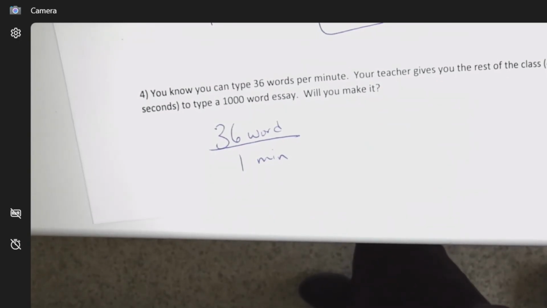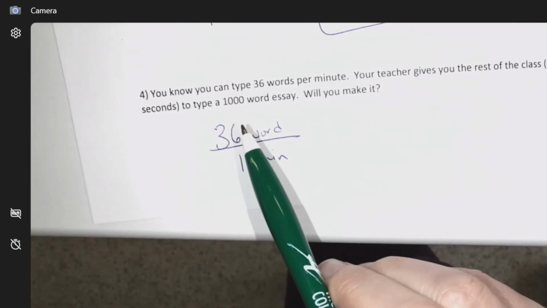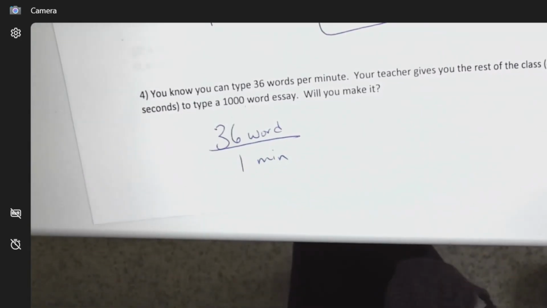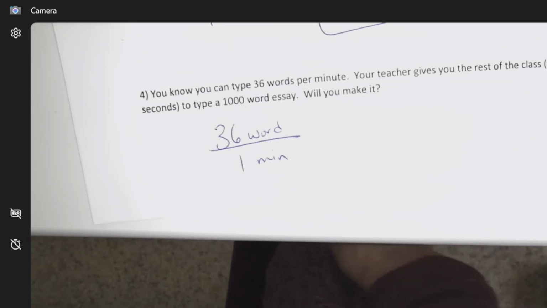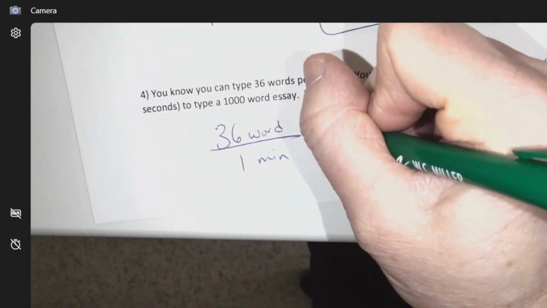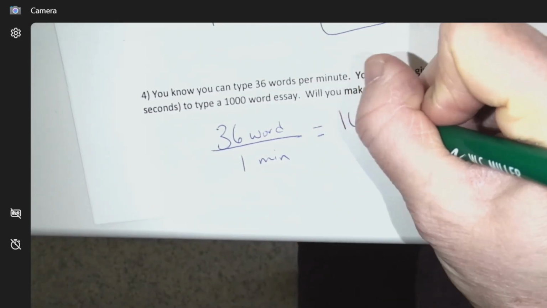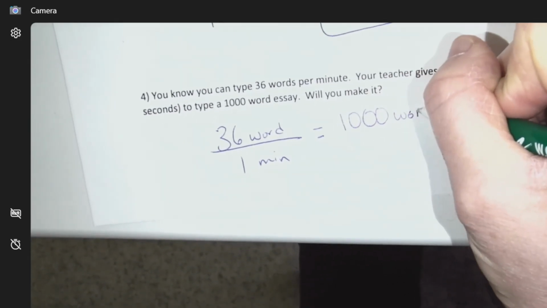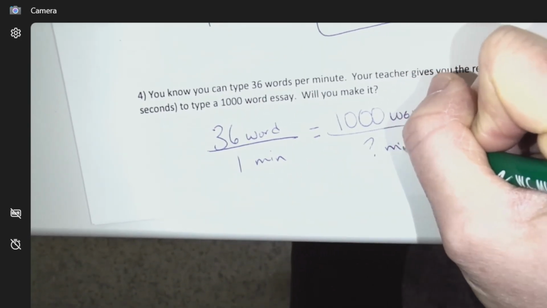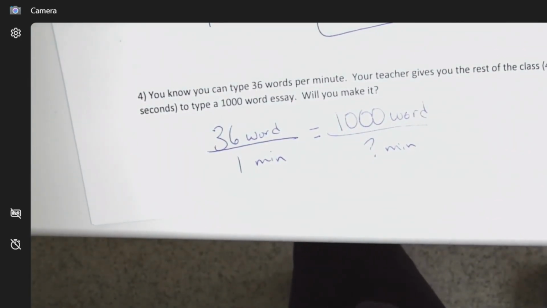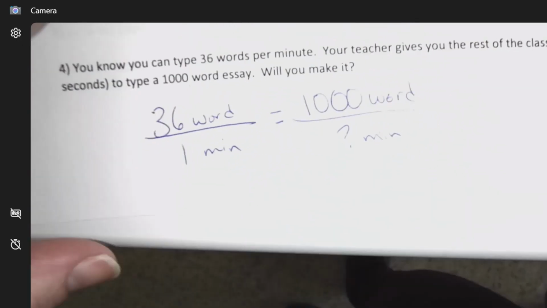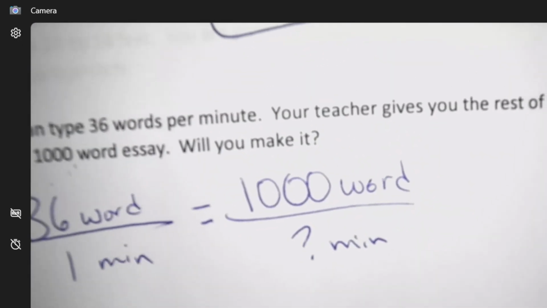Okay, so there's two ways you can do this. Number one is you can see how many words you can type in this time. Or method two would be to see how long these words would take you. What do you want to do? It doesn't matter. They both would work. So I would probably say 1,000 words would take me how long? Probably what I would do. You can do it either way.